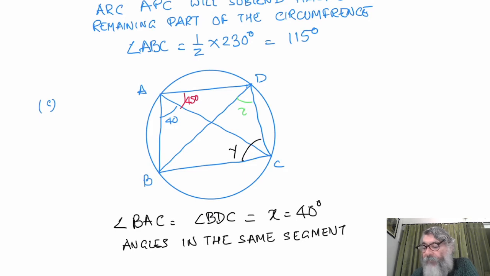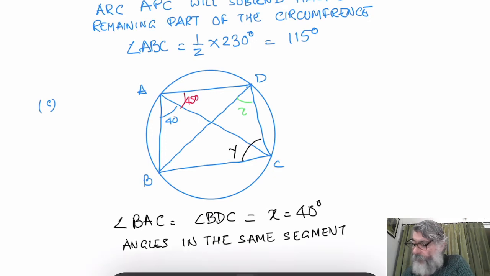Now I have to calculate y also. I can calculate y by using the property that the opposite angles of a cyclic quadrilateral are supplementary. Let me take another color.